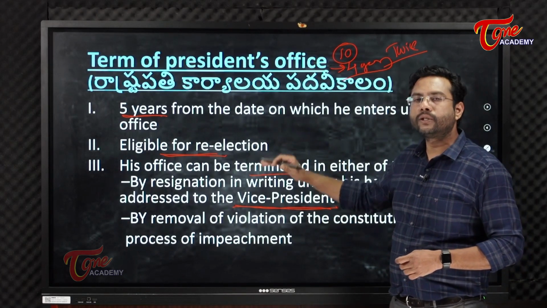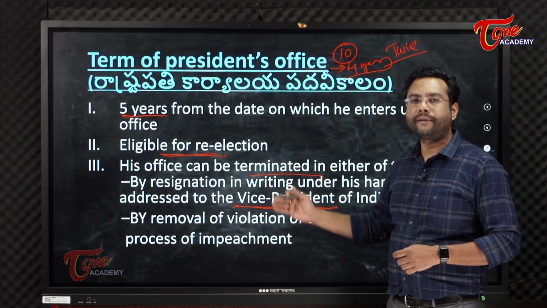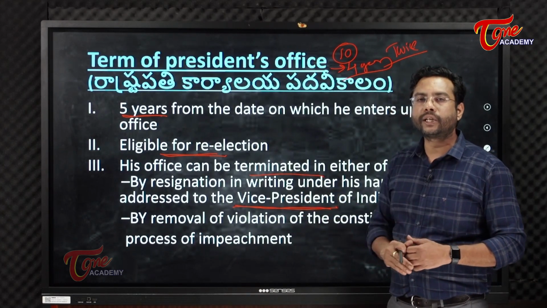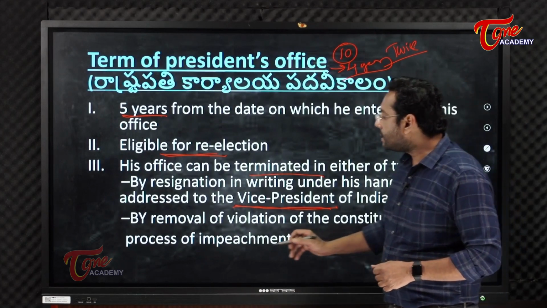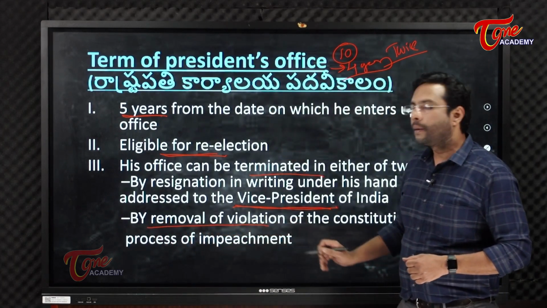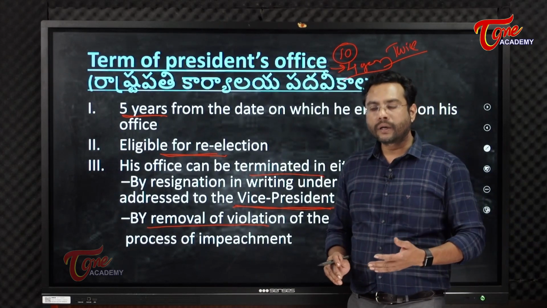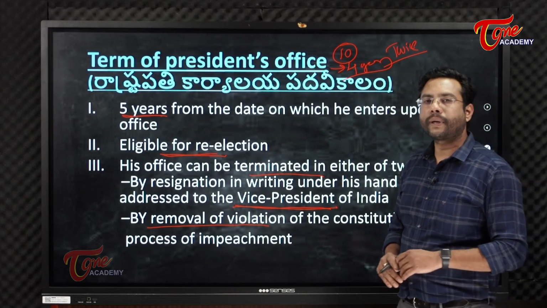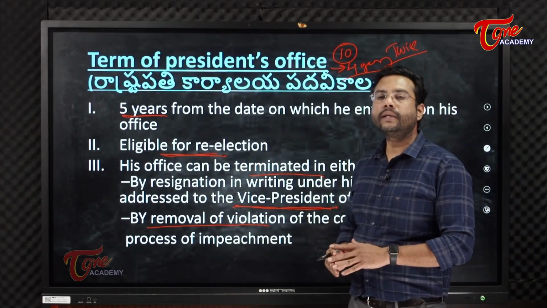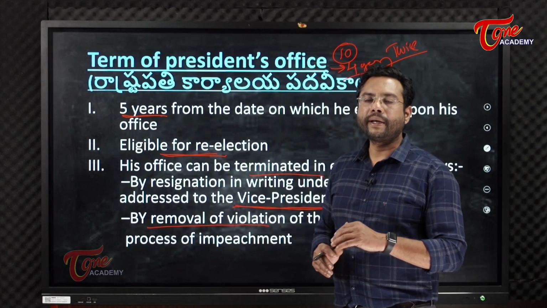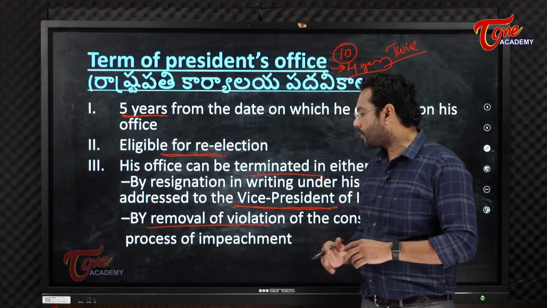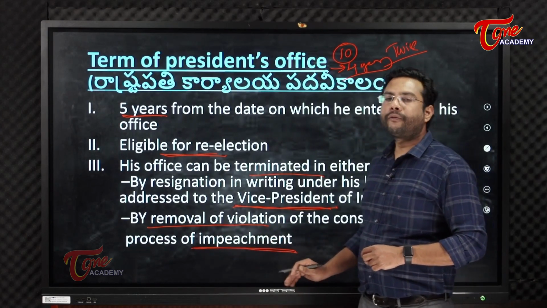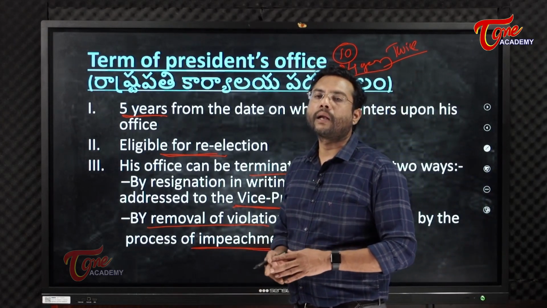One is when the president of India completes his term of 5 years, then he can go out of office. He can also leave when he gives his resignation to the vice president, or the president can be removed for a grave constitutional mistake, or if he violates the constitution. If the president of India violates the constitution, then the president is removed, and this process we call impeachment.